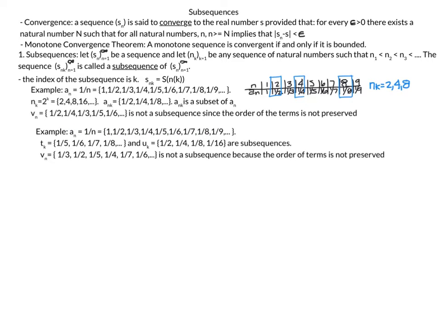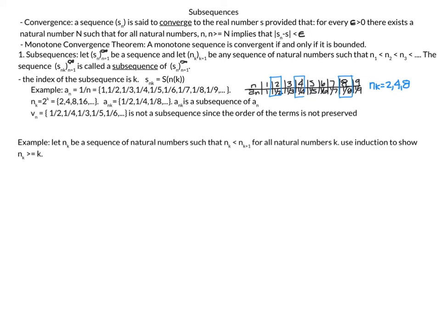Here we can pick out 1/5, 1/6, 1/7, 1/8. That would be a valid subsequence. Or we could pick out 1/2, 1/4, 1/8, 1/16. That's a subsequence. Vn is 1/3, 1/2. Already it's not a subsequence because we have not preserved the order.